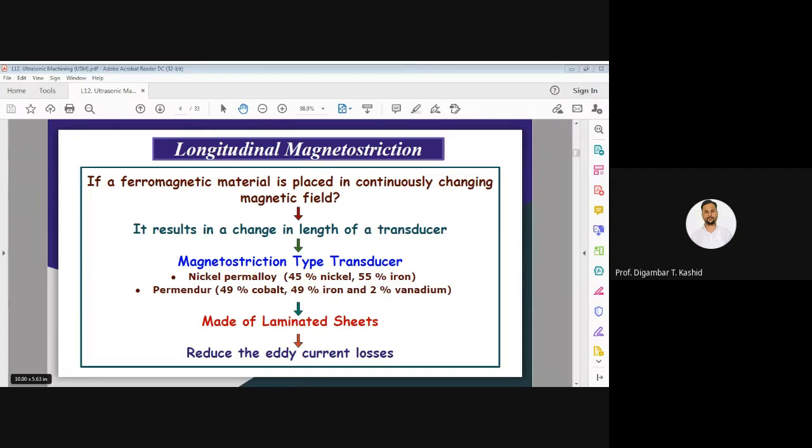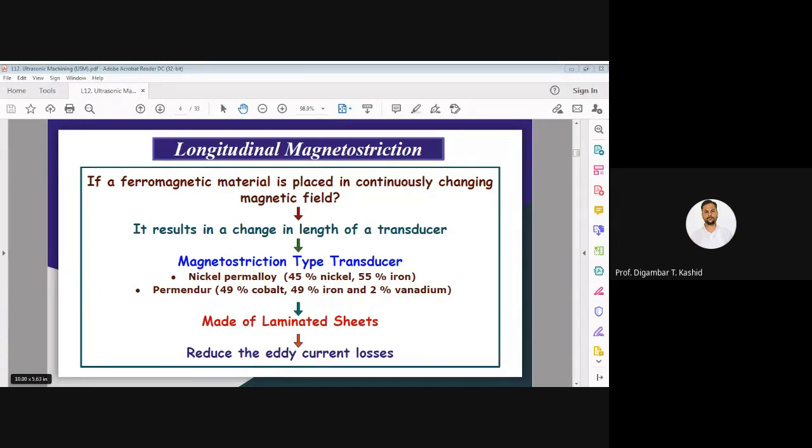So this is the composition, and there is another material you can use, that is called permendur. In that, 49% cobalt, 49% iron, and 2% vanadium. So this is the composition of permendur. The two materials used for the magnetostriction type transducer are nickel permalloy and permendur. This is just for your information; we should not go into detail, but as knowledge we should know.